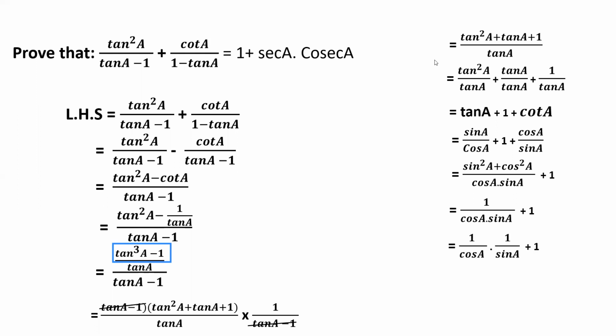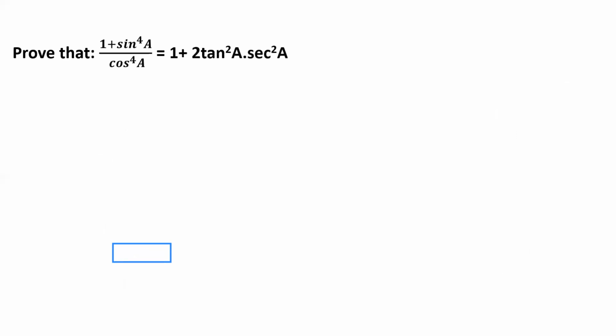1 upon cos A times 1 upon sine A plus 1. Okay, here it is 1 plus, 1 upon cos A is sec A and 1 upon sine A is cosec A. And that is the right hand side. And that is proved. Okay, let's go for the next example. Here, this is another problem. And here, let's take the LHS.